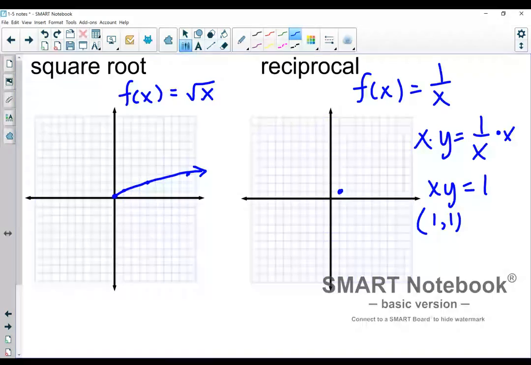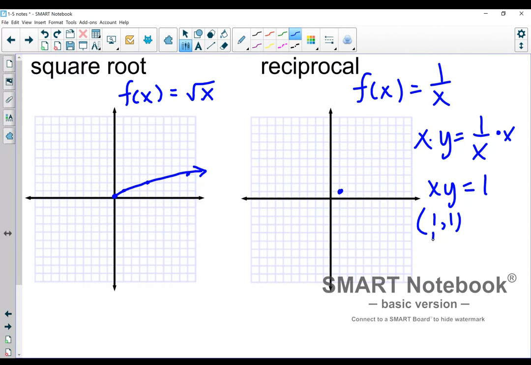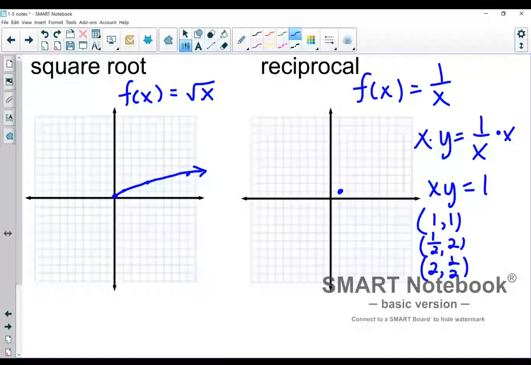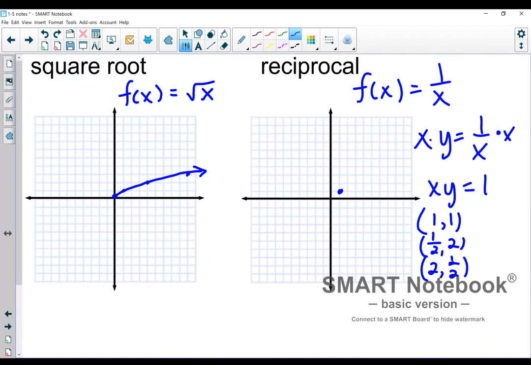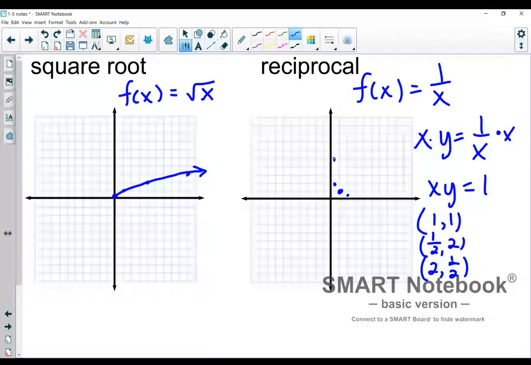And now I think about numbers and their reciprocals. So that would be like 1/2 times 2, or 2 times 1/2, or 3 times a third, or 1/3 times 3. Those would all be a number times their reciprocal. So 2 and 1/2 would be right here. 1/2 comma 2 would be right here. So we get one of those branches.